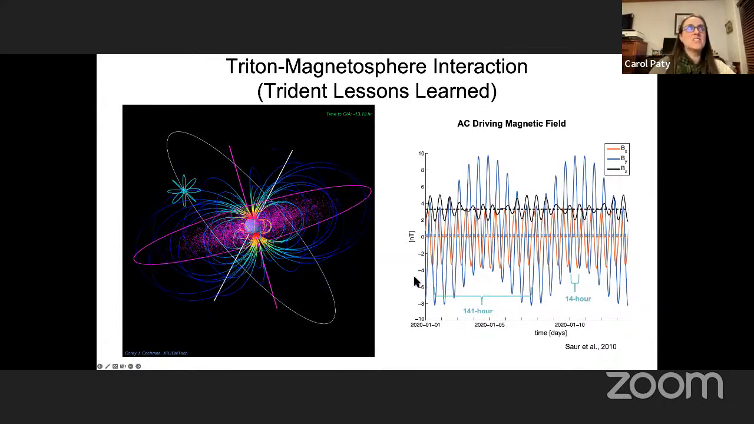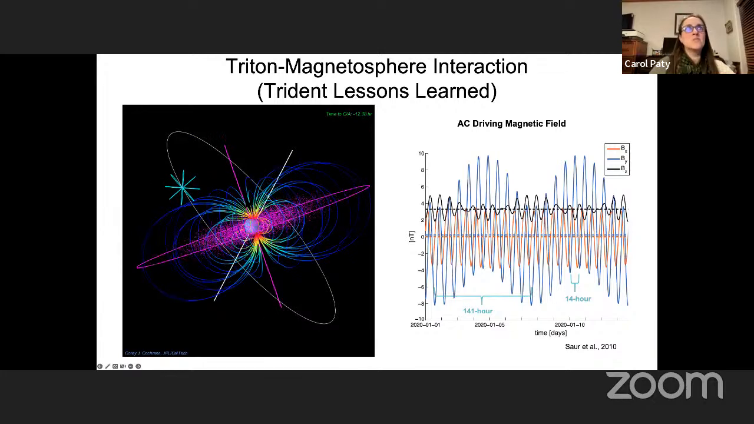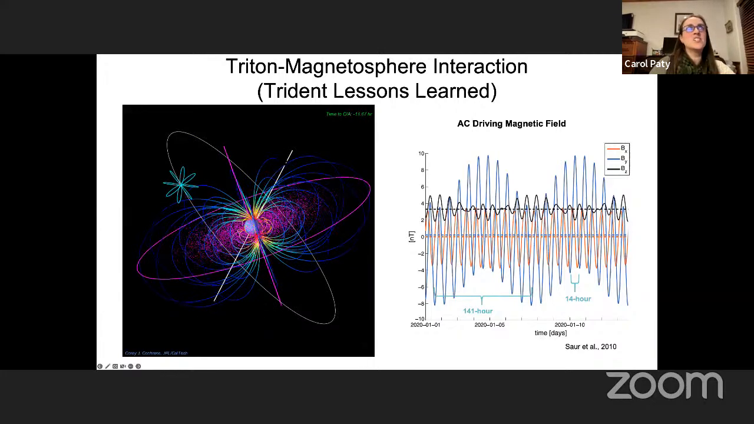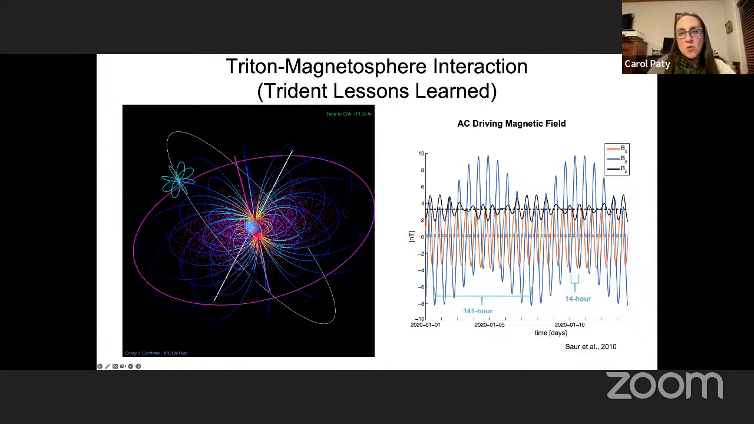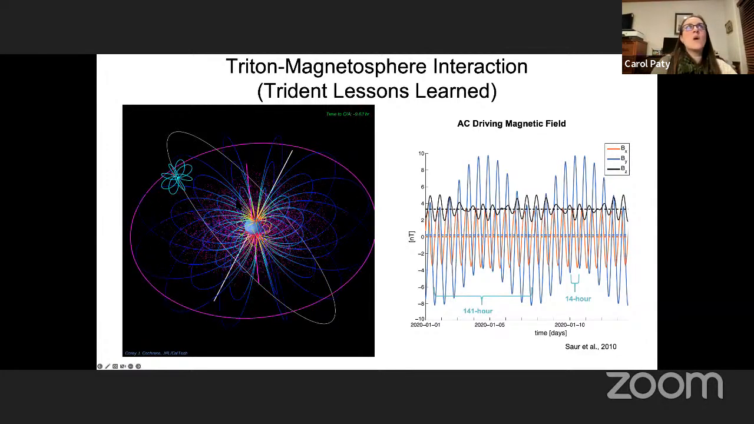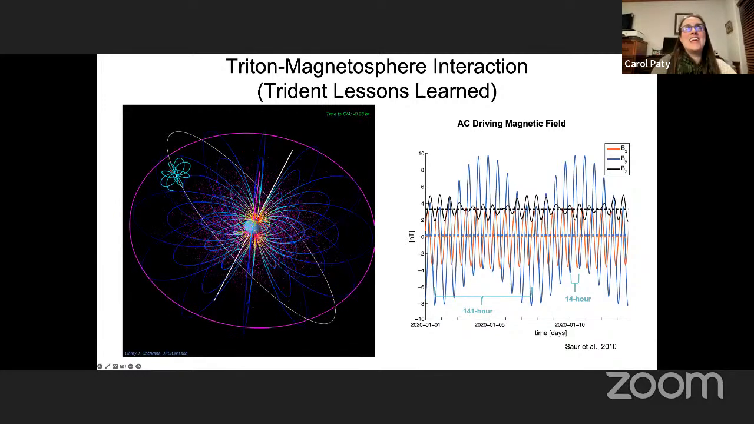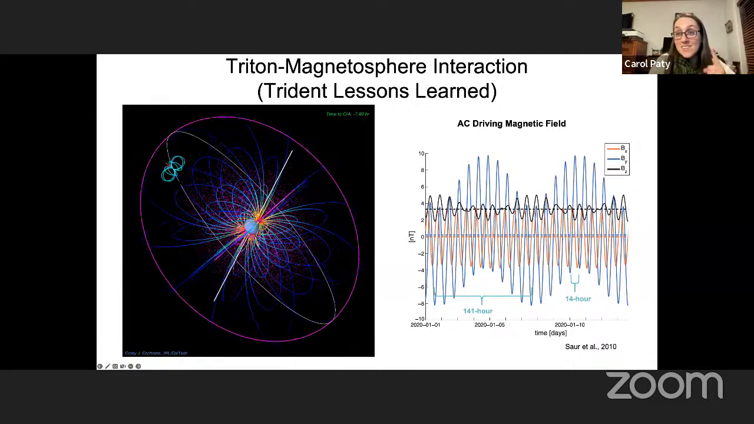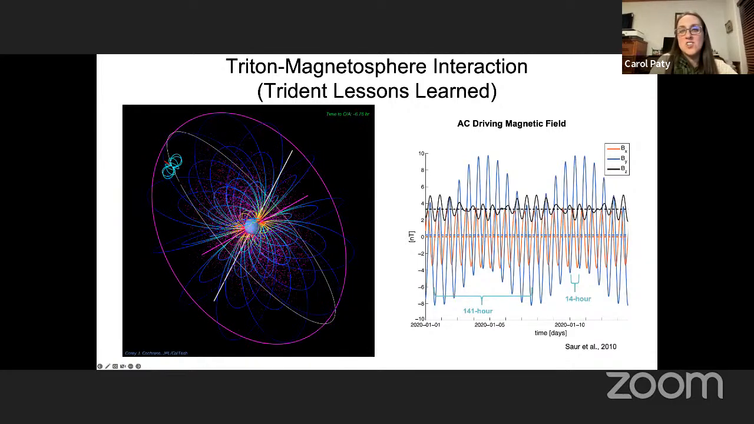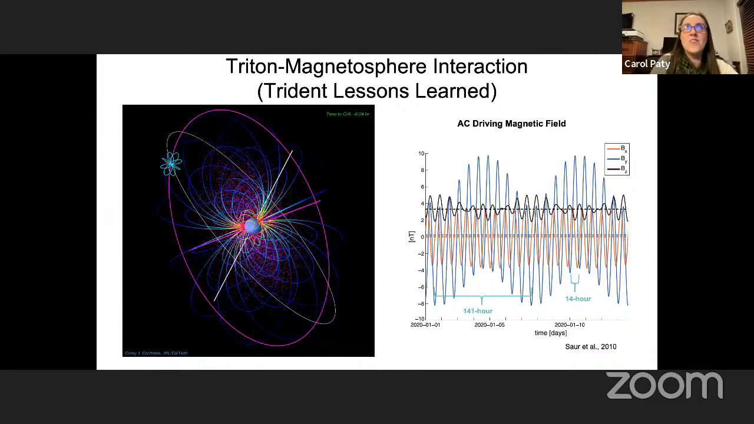And this is just an animation of Neptune's magnetosphere tumbling around its rotation axis and Triton on its highly inclined retrograde orbit. What does the magnetic wave look like at Triton? And can we fly by it and actually measure that induction response with a single flyby, which is what the Trident mission was proposing to do.